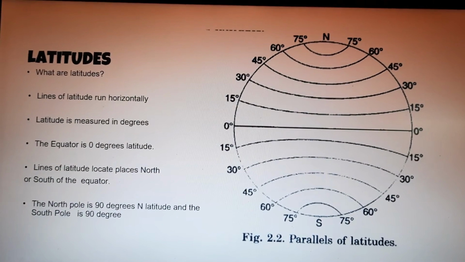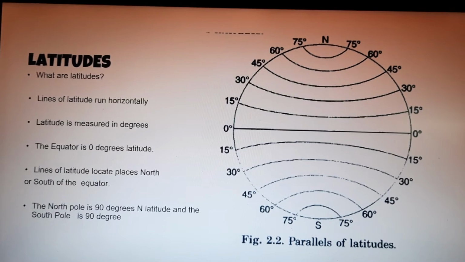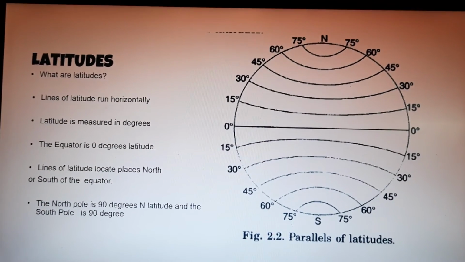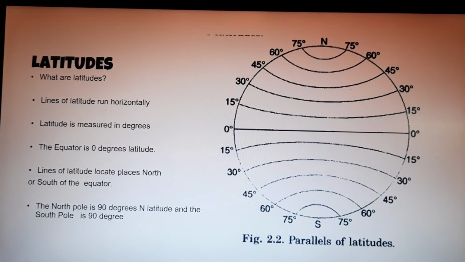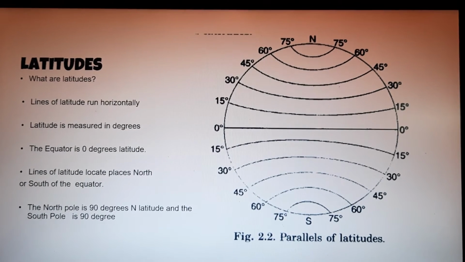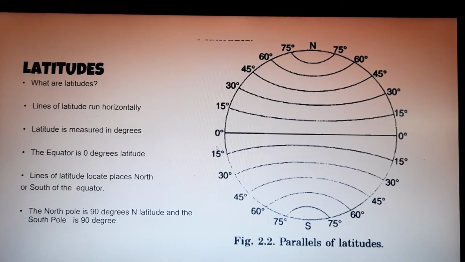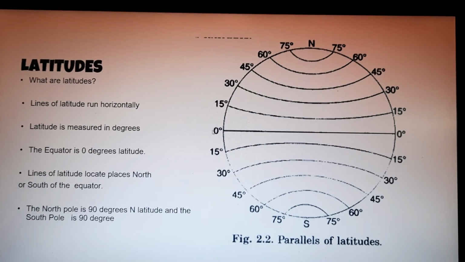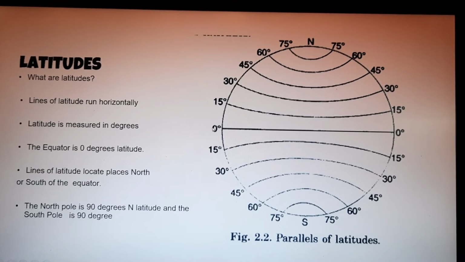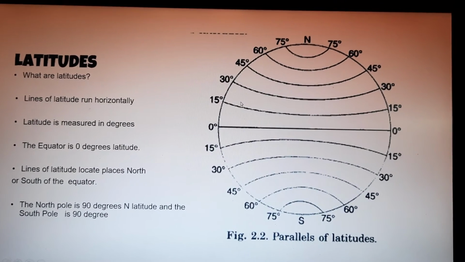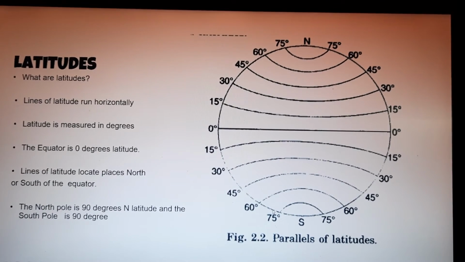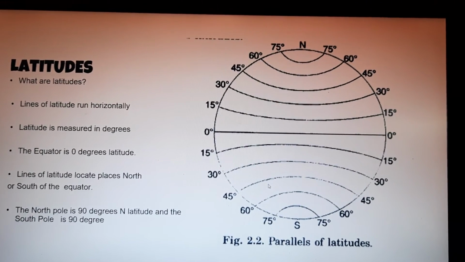So we all learned that earth is divided into two halves, right? One is the northern hemisphere and the other one is the southern hemisphere. Both are divided by an imaginary line called the equator. That is the 0 degree imaginary line. So above the equator, all the places are called the northern hemisphere, and all the imaginary lines below the equator are called the southern hemisphere.